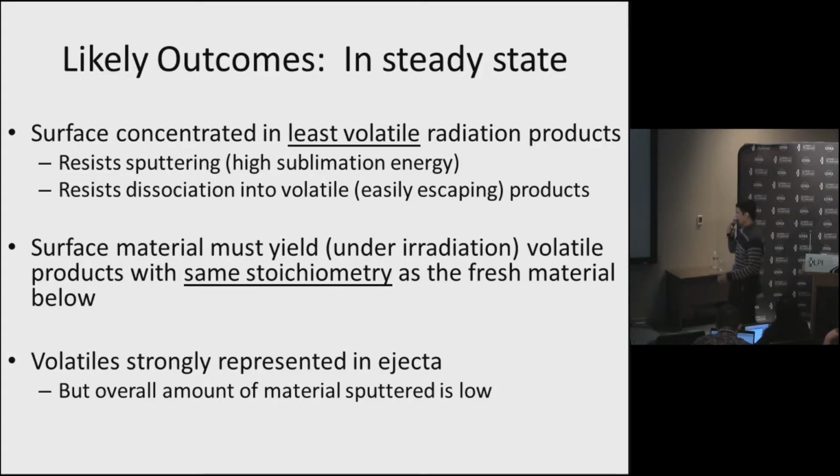And then finally, the volatile products. Even if this graphitic surface were to form, if you just look at the composition of what is sputtered, the little amount of material that is sputtered, you should find that the most volatile radiation products are the most heavily represented in that ejected material. So the total amount of material will be low. So this goes down. The surface material has evolved to resist sputtering, but if you look at the composition of what is coming off, the volatiles should dominate that composition.